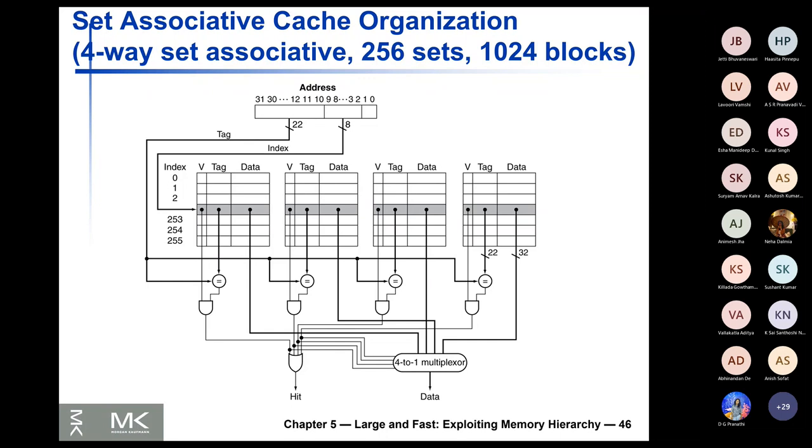So you can understand that if it is an 8-way set associative cache, you will require 8 such logical blocks of the cache, and then the search has to be in parallel in 8 places, and there will be an 8-to-1 multiplexer, etc., etc.